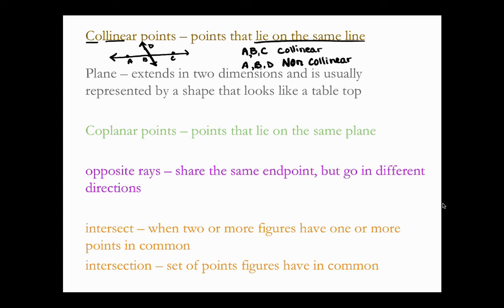So because point D is not on the same line with A and B, A and B are on the same line, B and D are on the same line, but all 3 of them are not on the same line, we get this non-collinear. So collinear is together on the same line. Non-collinear is when they're not all on the same line.